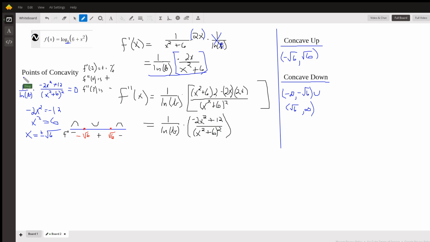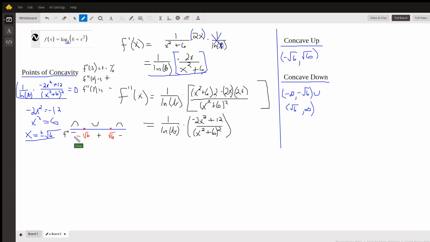So to find the points of concavity, we want to know when the second derivative equals 0. So we set this equal to 0. This will only equal 0 when this numerator is 0. You can say, well, I'm going to multiply both sides by ln of b times the quantity x squared plus 6, squared. You'll still get a 0 over here. So there's how you find the values of x where the second derivative is equal to 0.